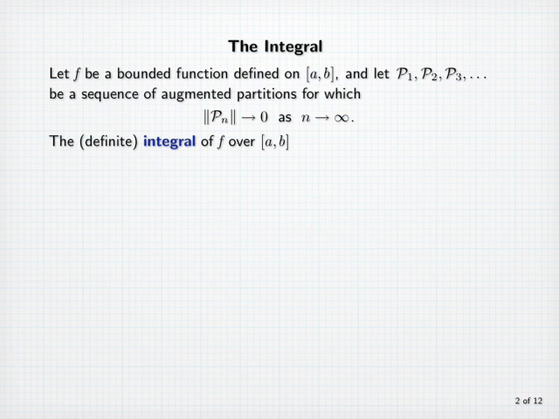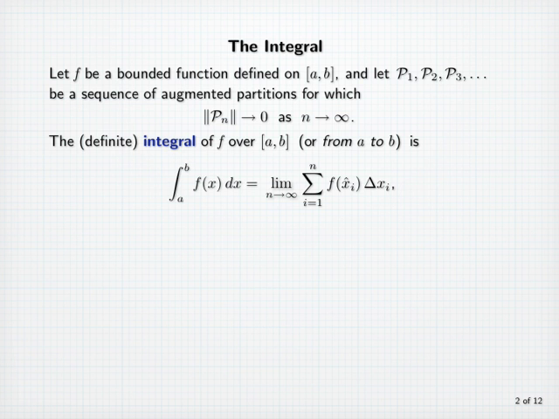The definite integral of f over the interval AB, or the integral of f from A to B, is defined as the limit as n goes to infinity of the Riemann sum of f corresponding to P sub n. That is, the limit as n goes to infinity of the sum from i equals 1 to n of f of x hat sub i times delta x i. And here's our symbol for the integral of f over AB. This is typically read as the integral from A to B of f of x dx, or simply the integral from A to B of f.